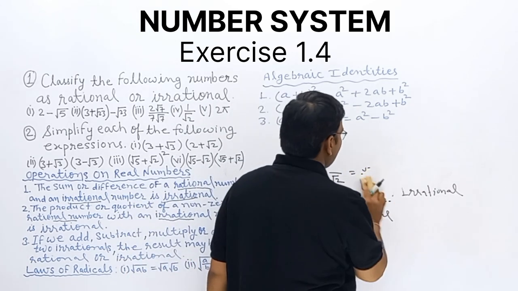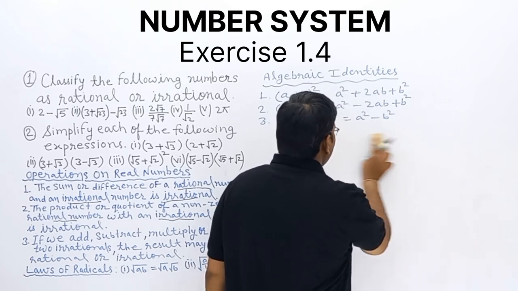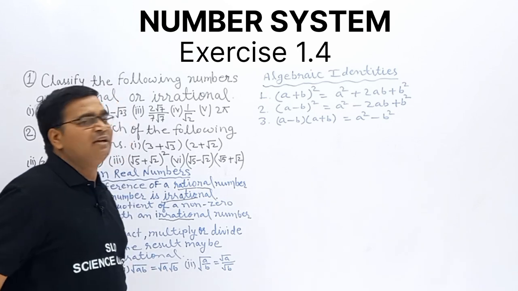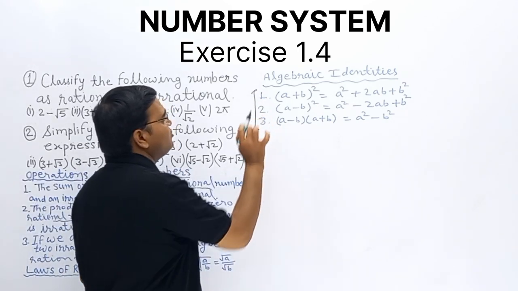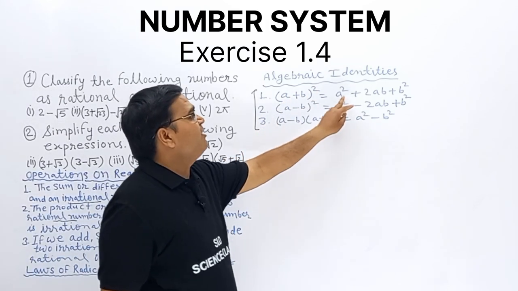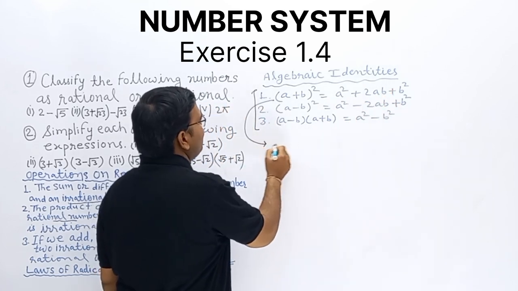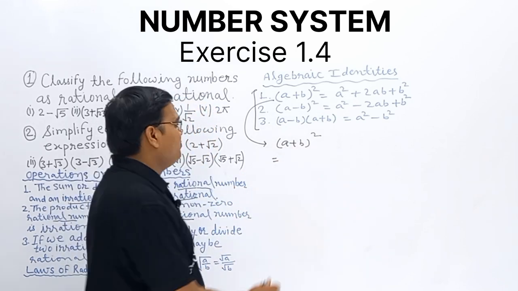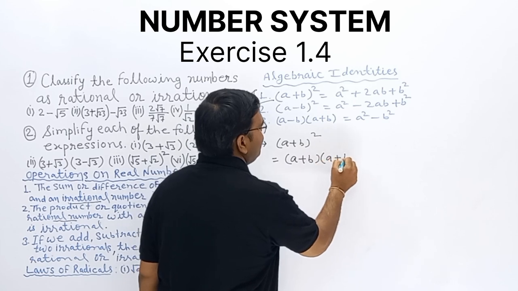So for solving these questions, first we need to know some algebraic identities. In your next chapter, polynomials, we are having 8 algebraic identities. Out of these identities, I am taking 3 here. These are the basic identities. (a plus b) whole square will be a square plus 2ab plus b square. How is it happening? Observe, (a plus b) whole square, and whole square means 2 times multiplication. It can be written as (a plus b) into (a plus b).